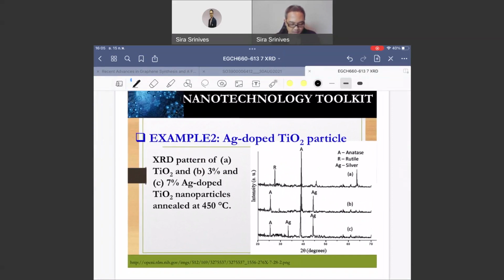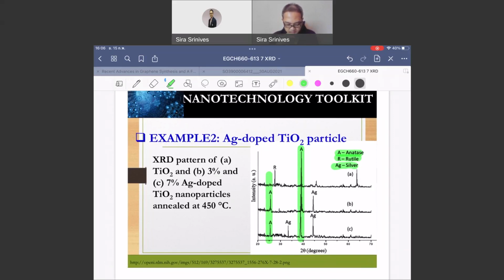The other sample, I have a lot of metal doped things. That's what I do. So pardon me. This one is silver doped titanium dioxide nanoparticles, and titanium dioxide has three known phases: anatase, rutile, and brookite. In this experiment, they only found two phases, anatase and rutile, and they have silver particles as well, silver structure, and they name it and mark it.